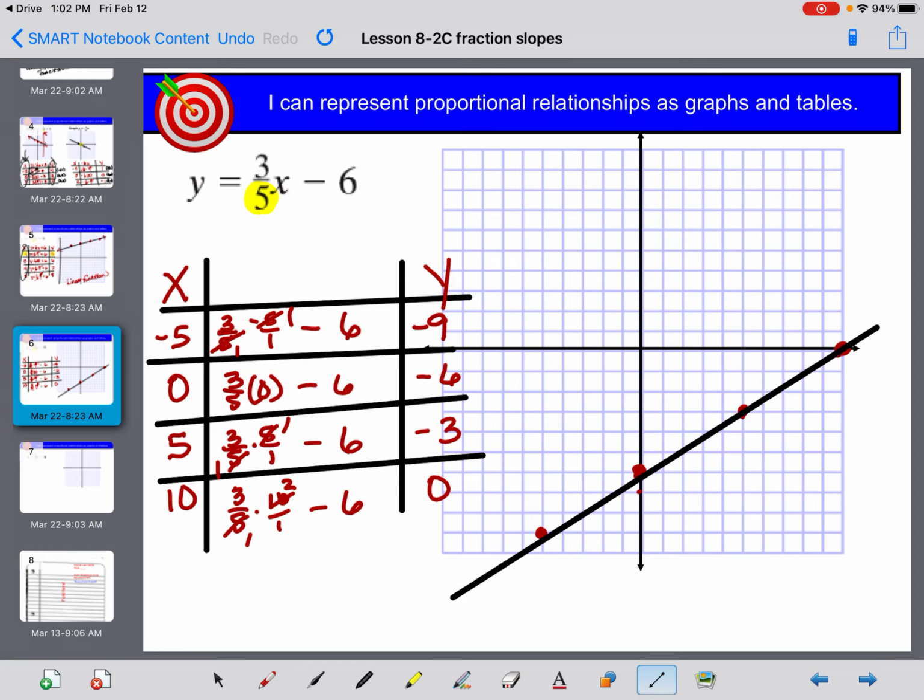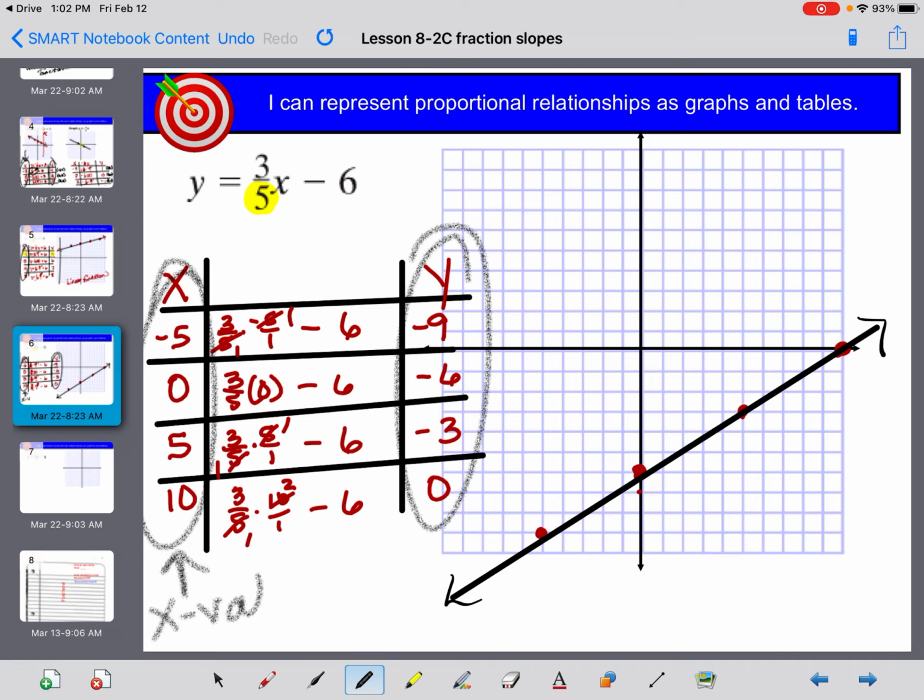Here's my graph. Is that graph linear? If the points fall in a straight line, it's linear. What are my domain values? Negative 5, 0, 5, 10. My range values, negative 9, negative 6, negative 3, 0. Is this a linear function? You bet, because the x values do not repeat. And because it passes the vertical line test.